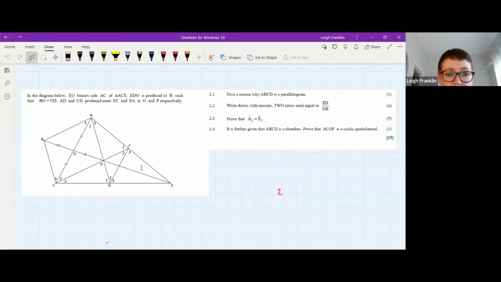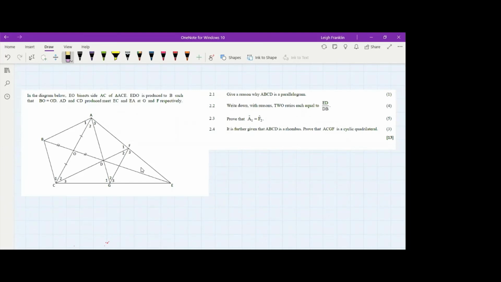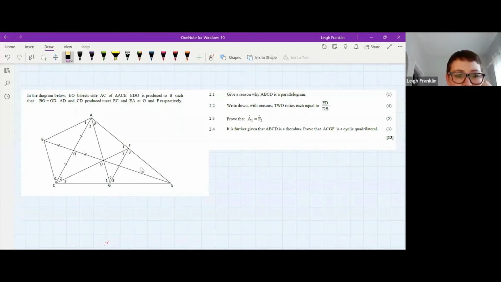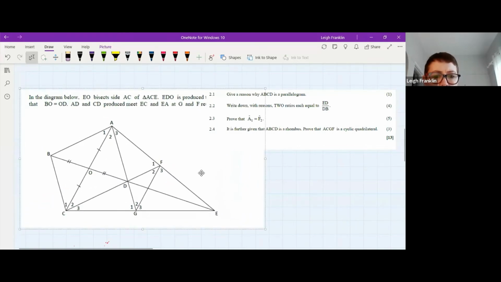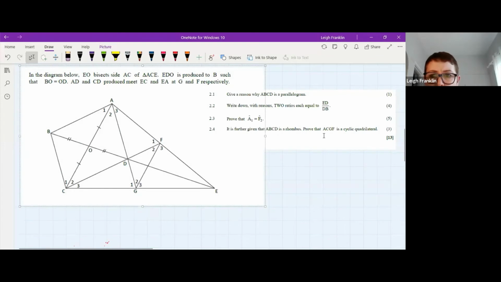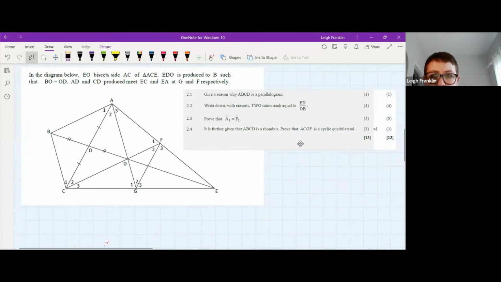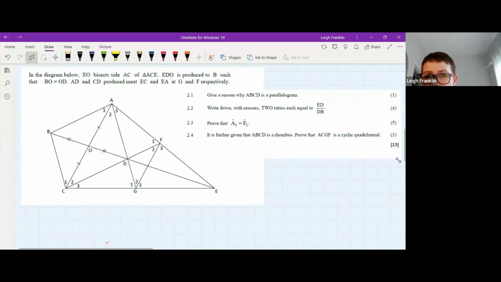So it says to us, in the diagram below, EO bisects side AC of triangle ACE. EDO is produced such that BO equals OD, and they've put that onto the diagram for us. AD and CD produced meet EC and EG at G and A respectively. So they're just telling us that lines have been extended to meet at another point. Is this diagram big enough? Shall I make it a little bit bigger? Is that better? All right, and then I'll just slip the questions in over here.